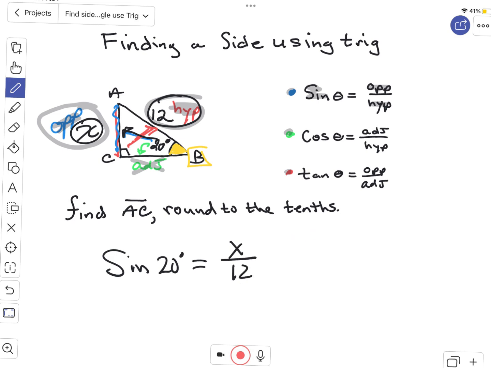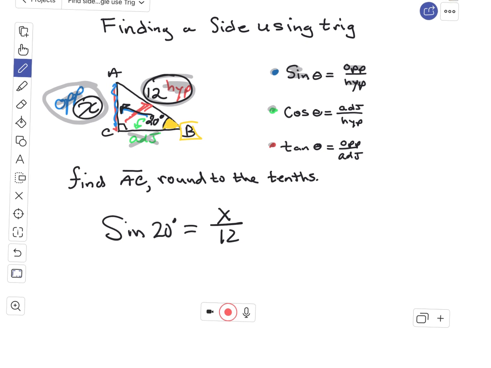Once you have your equation, you can use algebra to solve it. So don't we need to undo dividing by 12 by multiplying by 12? And we put a 1 underneath that, right? Doesn't that divide out? And so doesn't that leave me that X equals 12 times sine of 20 degrees? So that's where you're going to go grab your calculator.